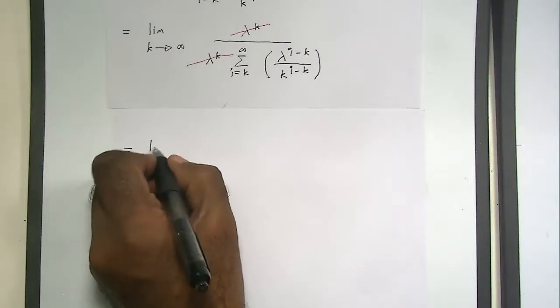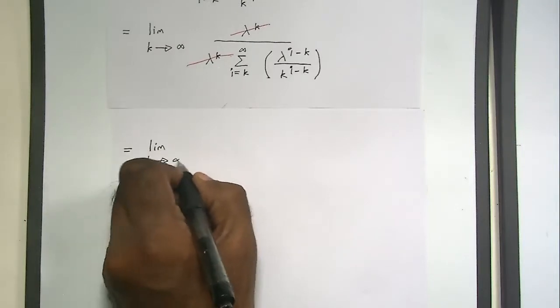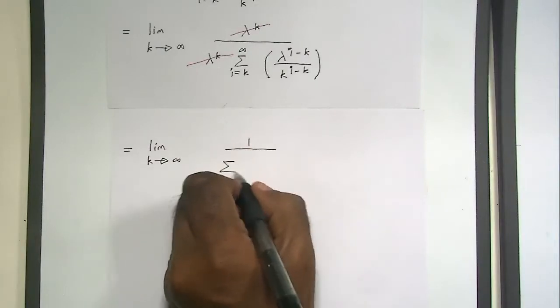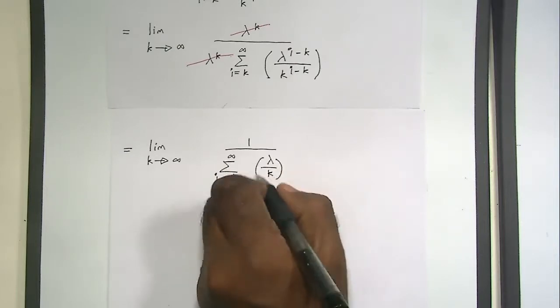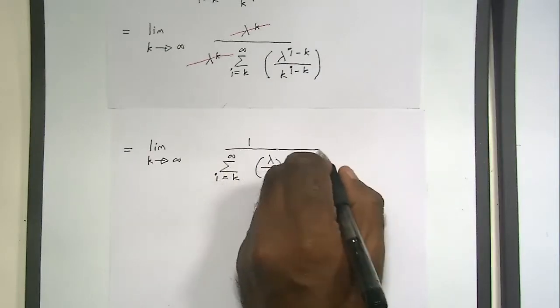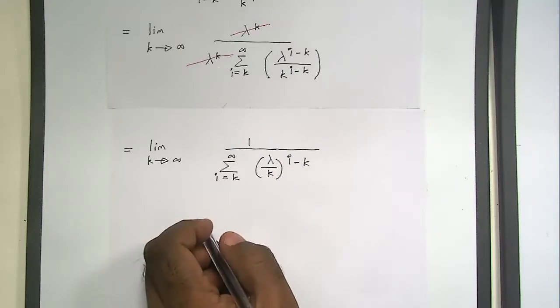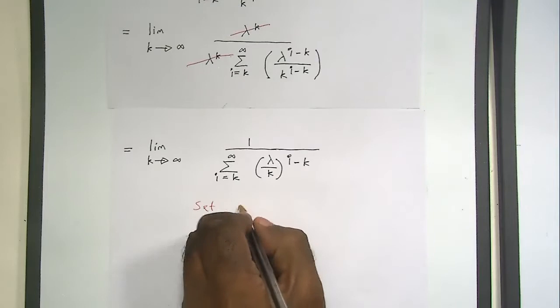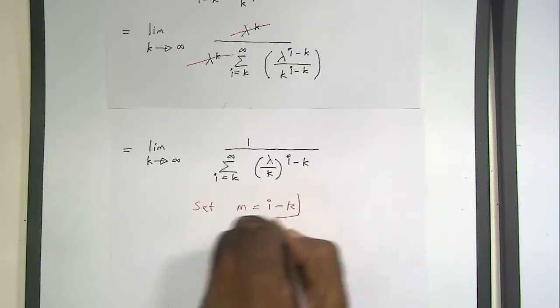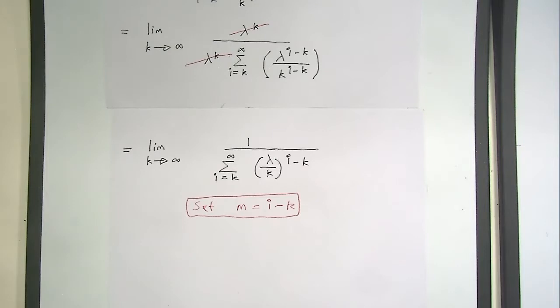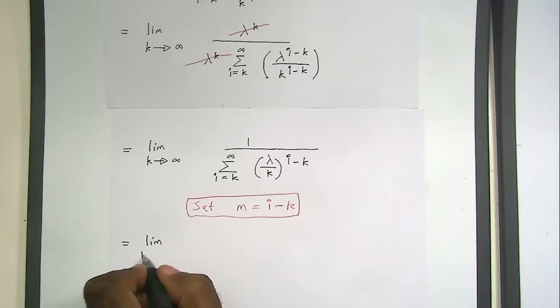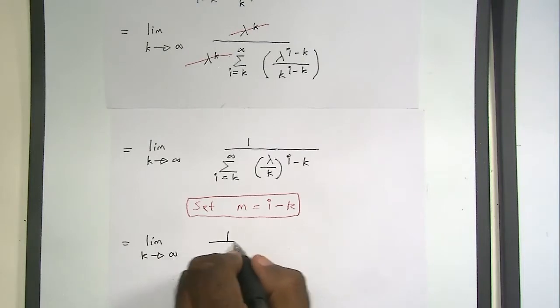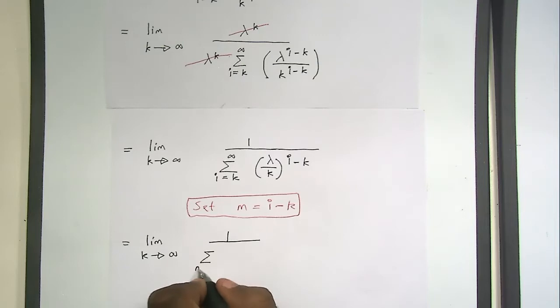So this would be the limit as k goes to infinity of 1 divided by the sum over i from k to infinity of lambda divided by k to the power i minus k. Okay, now I'm going to make a substitution. Set m equal to i minus k. If you set m equal to i minus k, this will become the limit as k goes to infinity of 1 divided by the sum over m equal to 0 to infinity of lambda over k to the power m.